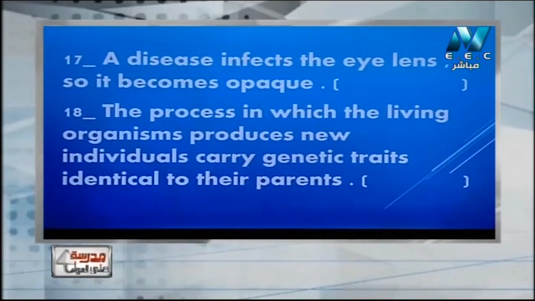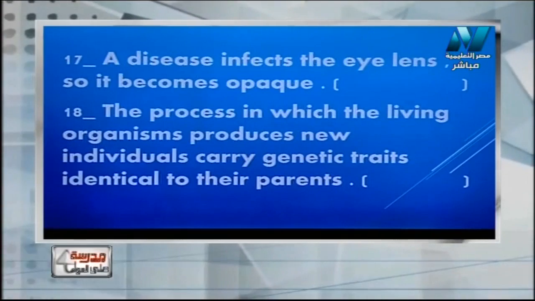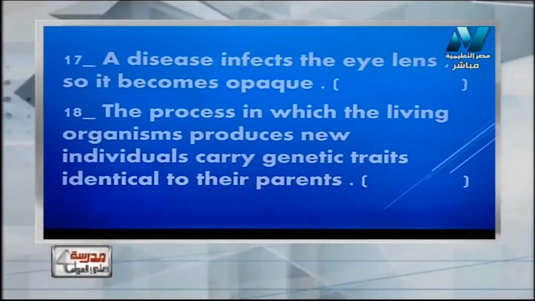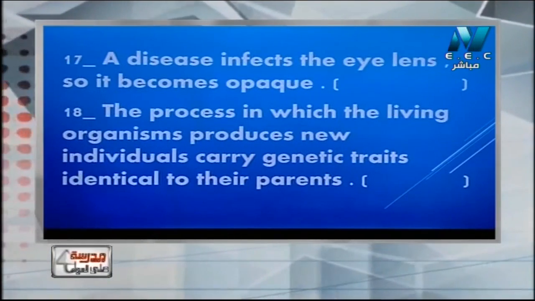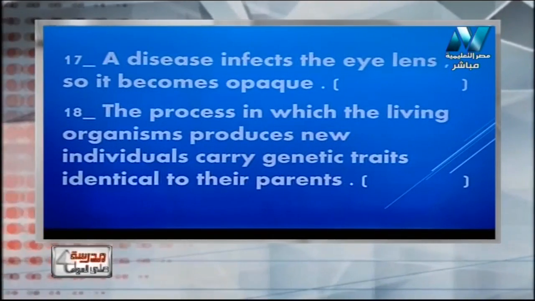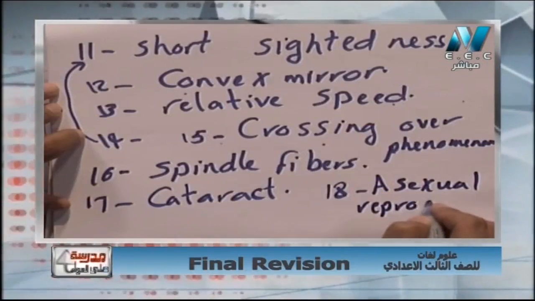Number 18. The process in which the living organisms produce new individuals carry genetic traits identical to their parents. As you see, there are parents, they are offsprings, so it is a reproduction. But what is the type of reproduction? Genetic traits identical to their parents, so it will be asexual reproduction.